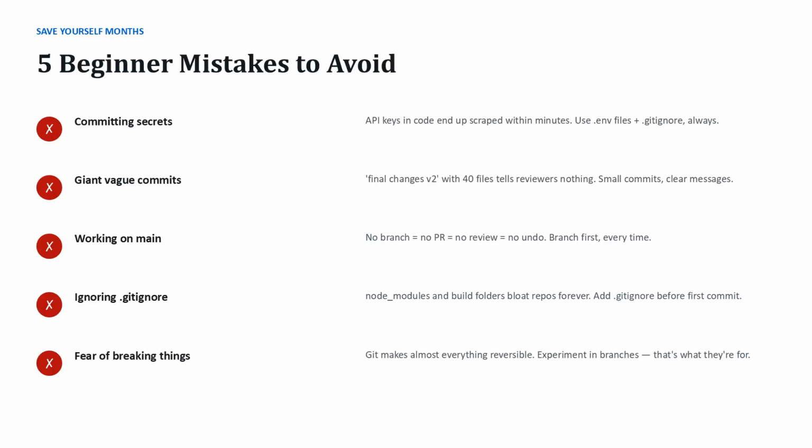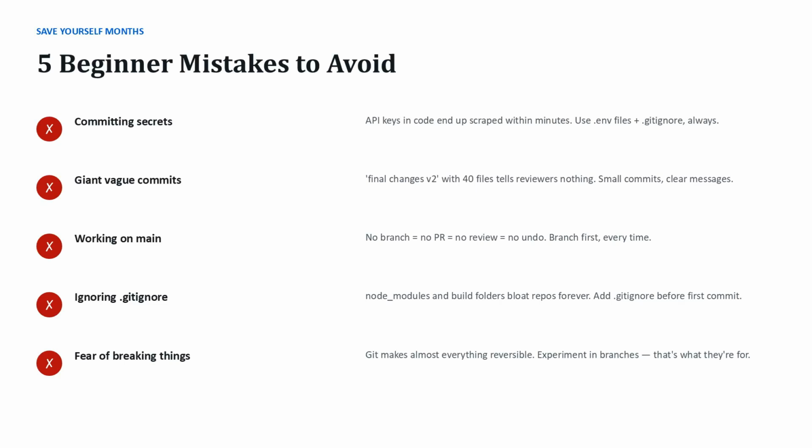Mistake 1. Committing secrets. An API key pushed to a public repo gets scraped by bots within minutes. Keep secrets in env files, and put those files in gitignore, always. Mistake 2. Giant, vague commits. "Final changes version 2" touching 40 files tells reviewers nothing. Small commits with clear messages are a superpower.